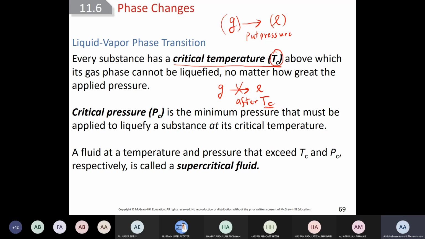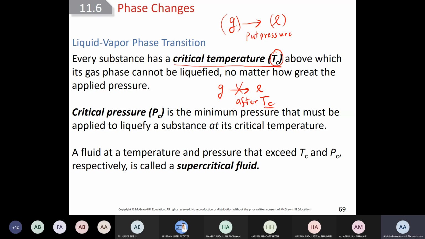After TC, you can never change gas to liquid. Never. No, before TC. Before TC, of course you can, by applying more pressure, right? The higher the temperature, the higher the pressure. This means you still can do it, yes.